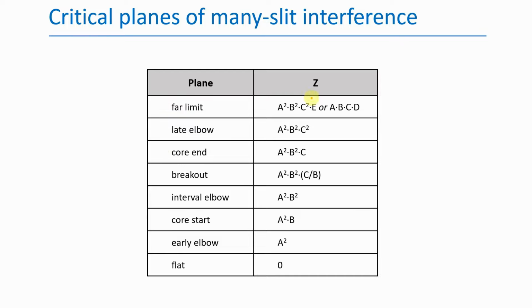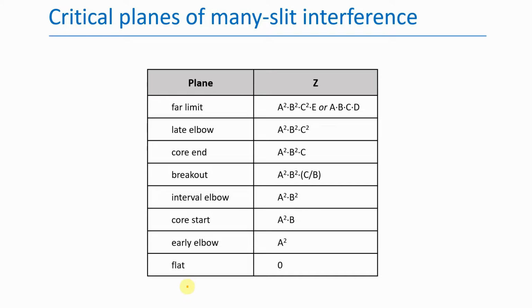The right column shows the z distance where each plane occurs, and these are all expressed in terms of the factor sizes A, B, C, and D. Apart from the first two planes, every distance is some multiple of the previous distance. So, for example, the early elbow is at a squared, while the core start is at a squared times b. Note that the critical planes are not at all evenly spaced.